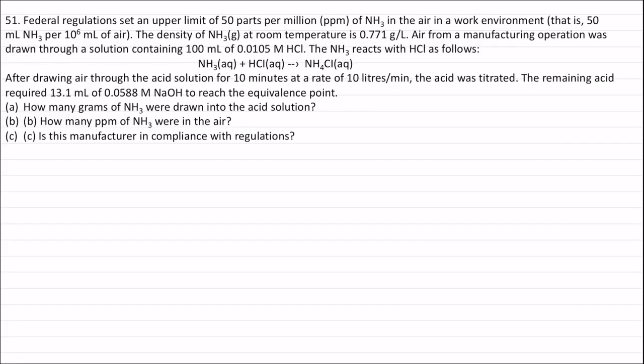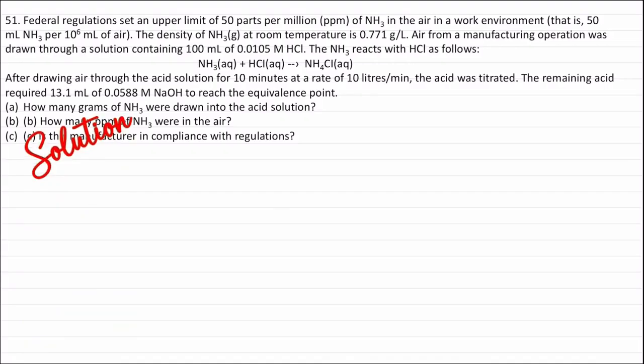After drawing air through the acid solution for 10 minutes at a rate of 10 liters per minute, the acid was titrated. The remaining acid required 13.1 milliliter of 0.0588 M NaOH to reach the equivalence point. A part: how many grams of ammonia were drawn into the acid solution? B part: how many parts per million of ammonia were in the air? C part: is this manufacturer in compliance with regulations?